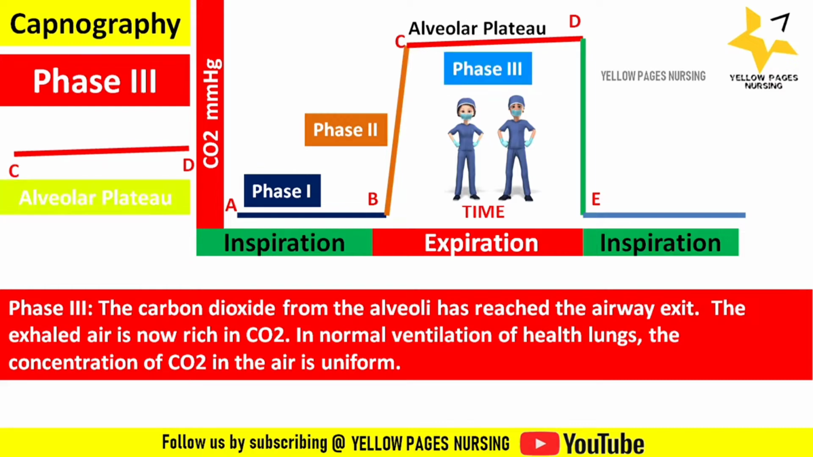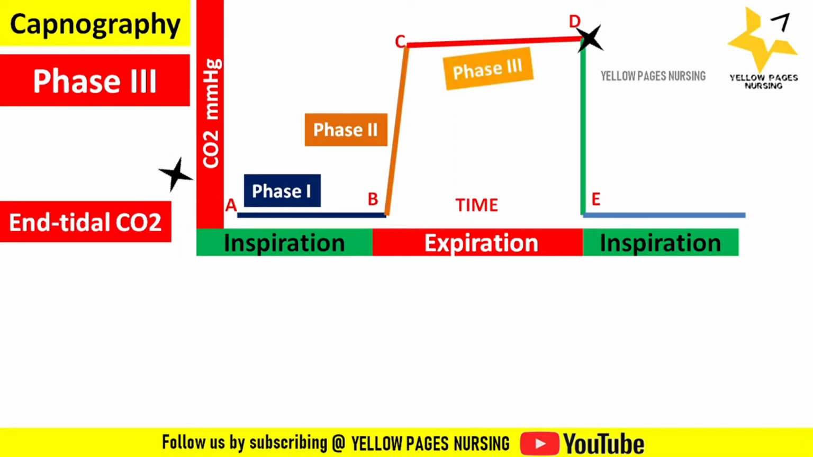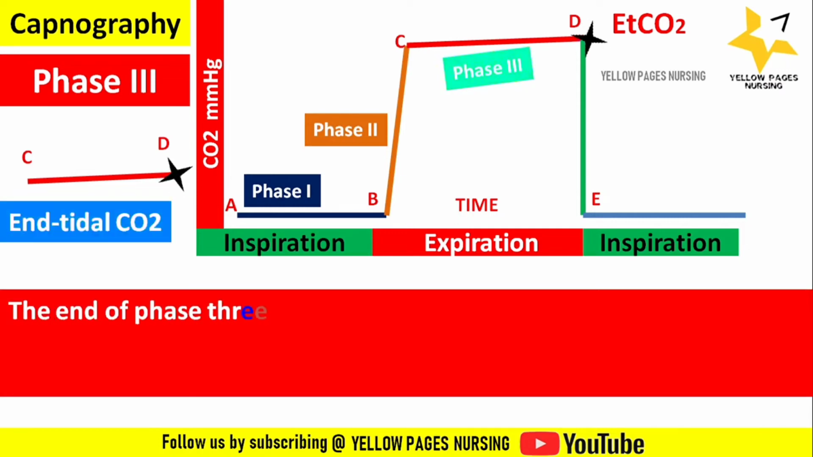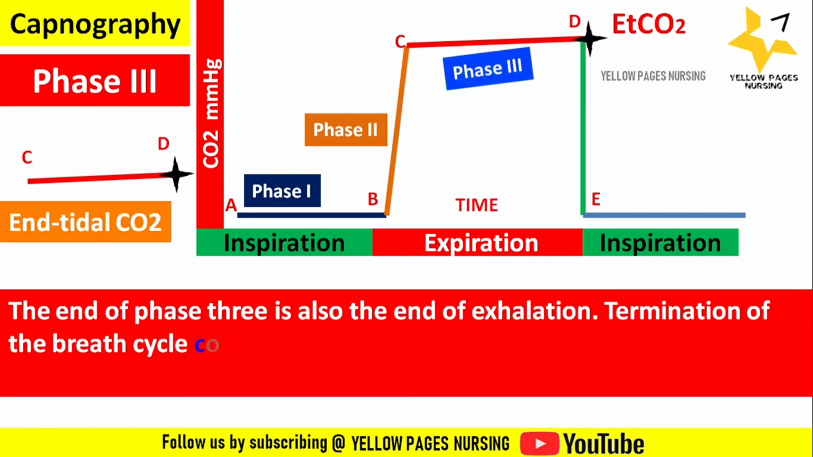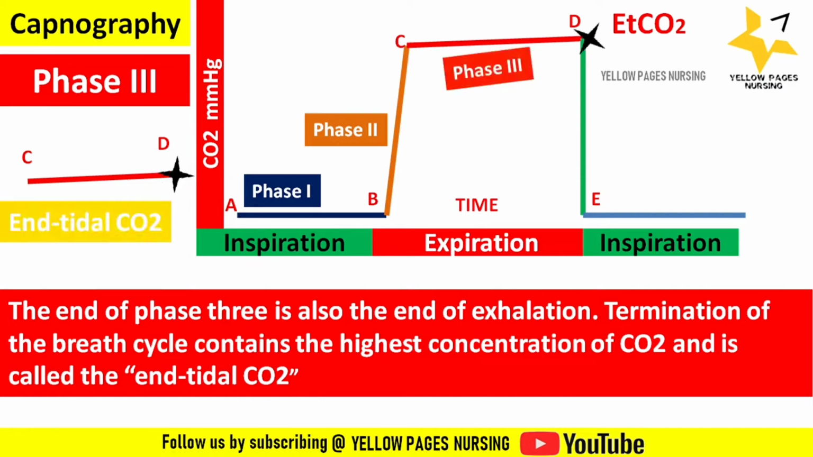One more thing in phase 3 is D, which is the end of phase 3, and it indicates end tidal CO2. The end of phase 3 is also called the end of exhalation. Termination of the breath cycle contains the highest concentration of carbon dioxide and is called the end tidal CO2.